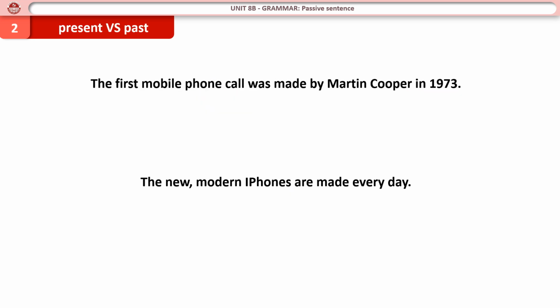Now, for the next part, I gave you two passive voice sentences, so they are both passive voice. For the first one, the first mobile phone call was made by Martin Cooper in 1973. And the second sentence, the new modern iPhones are made every day. I want you to specifically focus on the time of the two sentences.